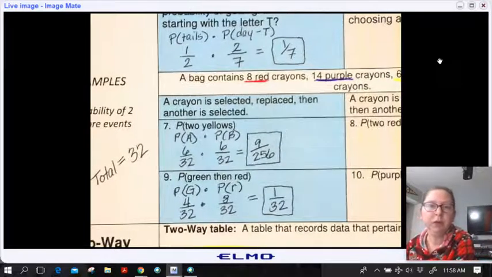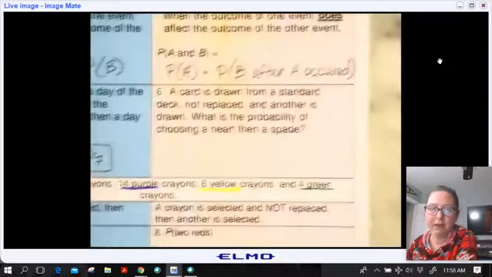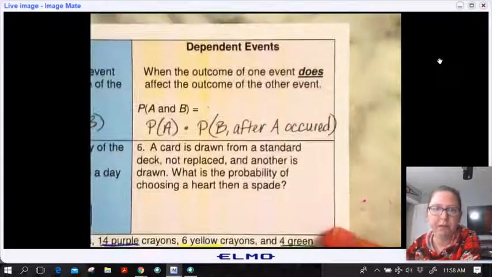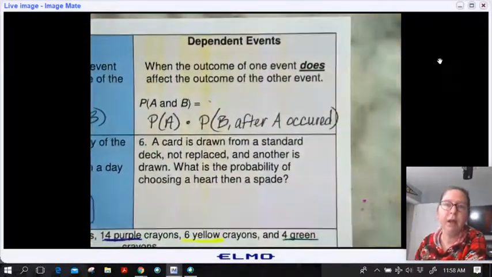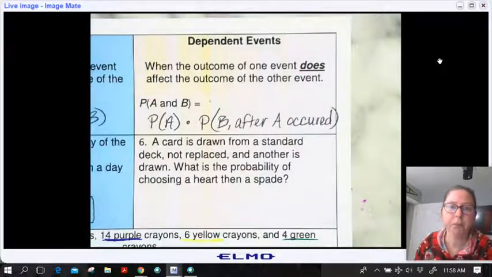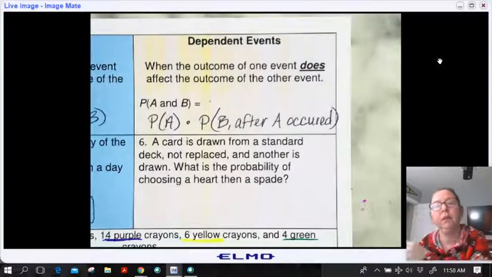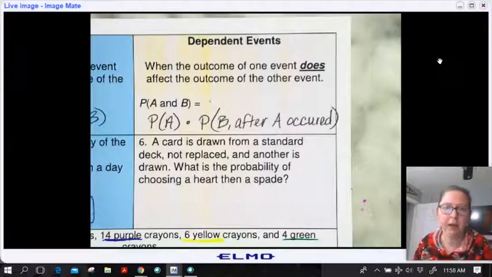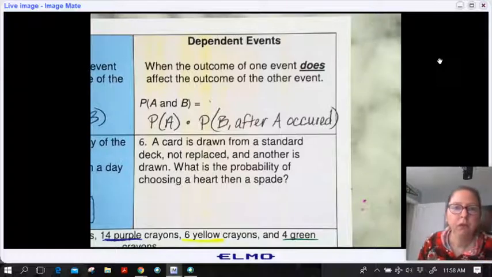Now let's take a look at a dependent event. Dependent events. This is when the outcome of the first event does affect the event that comes after it.